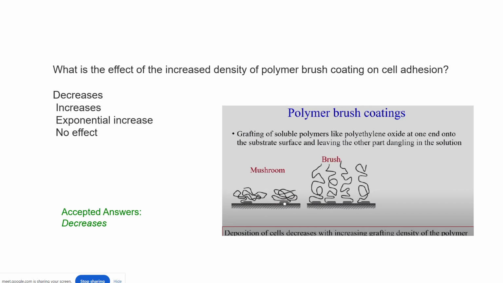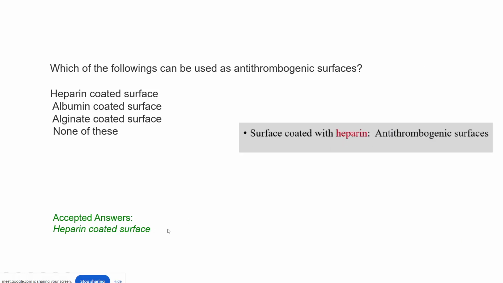Here is the next question. What is the effect of the increased density of polymer brush coating on cell adhesion? So the correct answer would be decreases. As the density of these polymer brush coatings increases, it gives less space for the cells to come and interact with the surface. So the correct answer would be decreases.